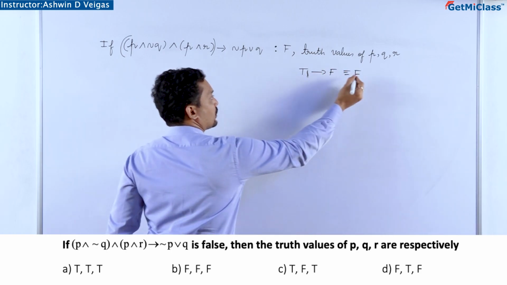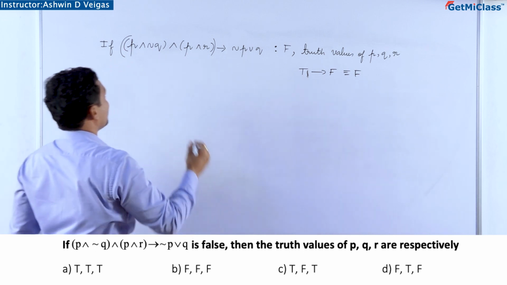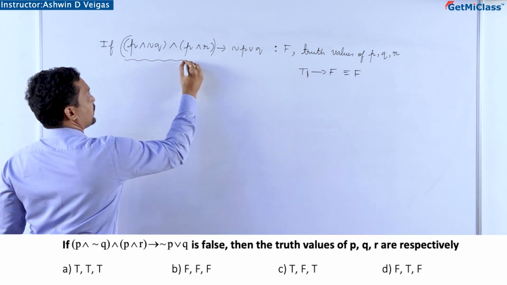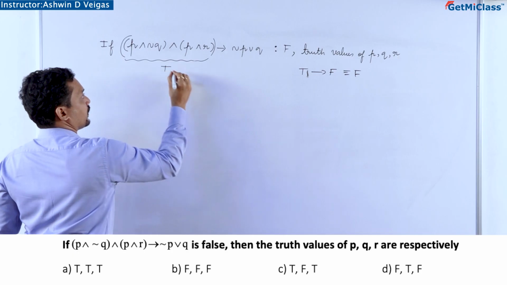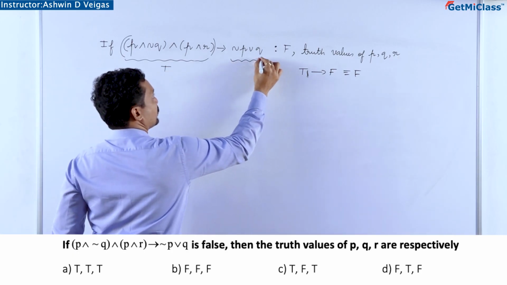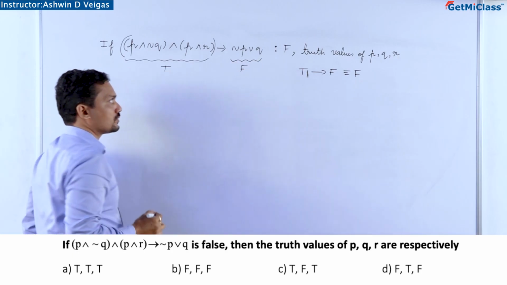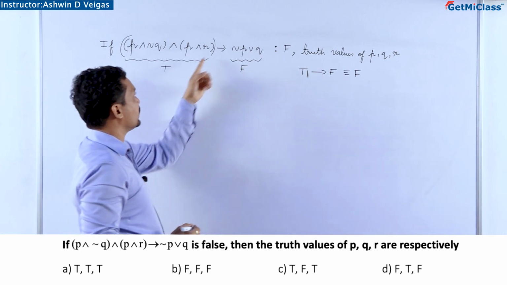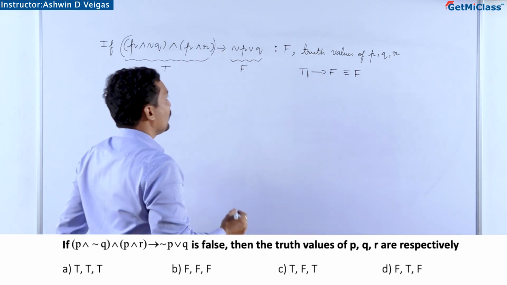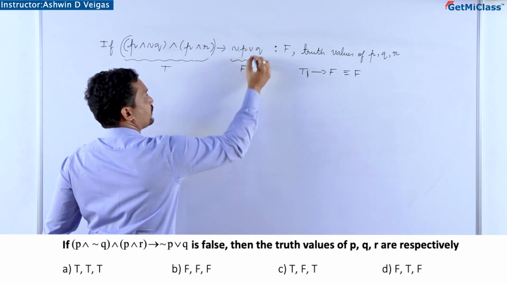So, if the implication has to be false, the first component should be true and the second component should be false. That is the first step. True then false will be false. Now, from here you get that this is false.